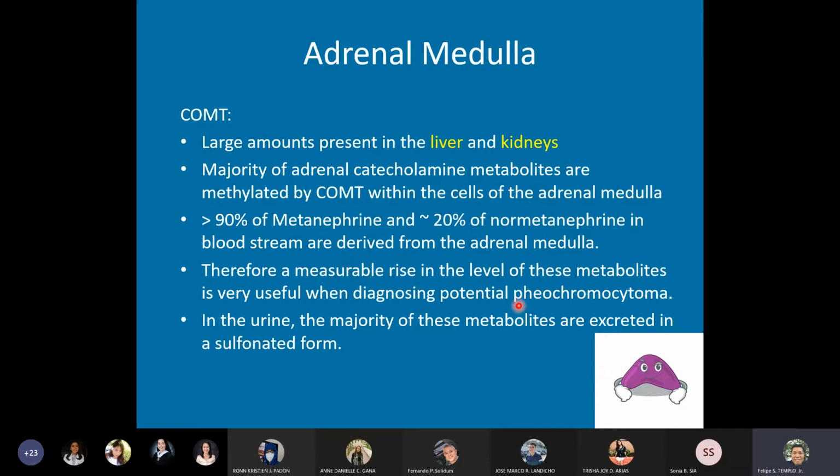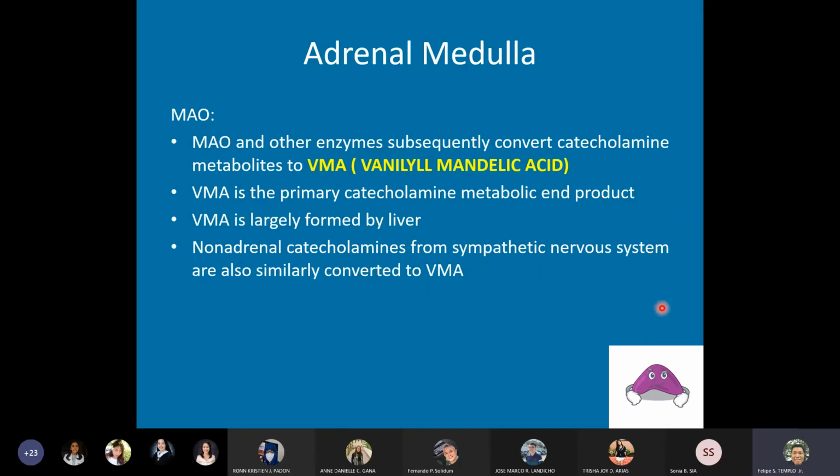So I mentioned earlier about the pheochromocytoma. That's again the vanillyl mandelic acid, which is the main end product of your catecholamines, formed largely in the liver and to some extent in the kidney.